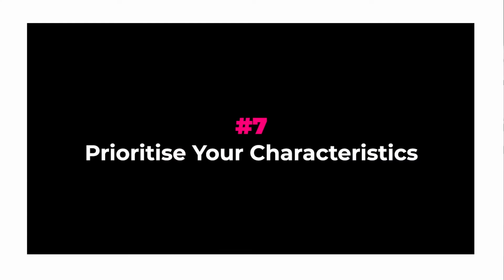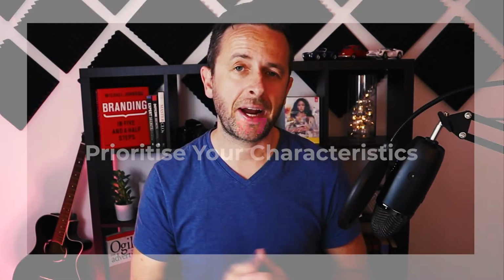Number seven, prioritize your characteristics. Now, you might have 5, 10, 15, or even 20 different characteristics here that you've extracted from the avatar and the role that you're going to play, but you really need to get a lot more specific now. And before you do that, you need to consider the position that you want to own in the mind of your audience. That is critical here.